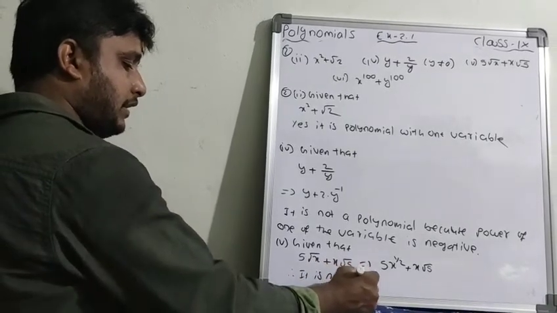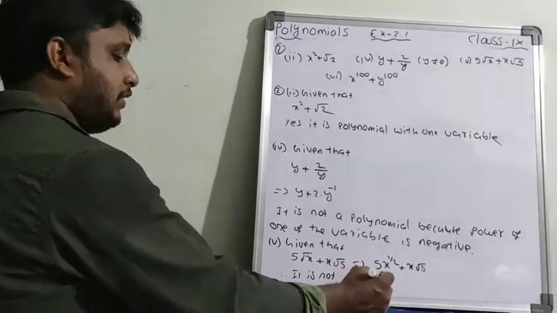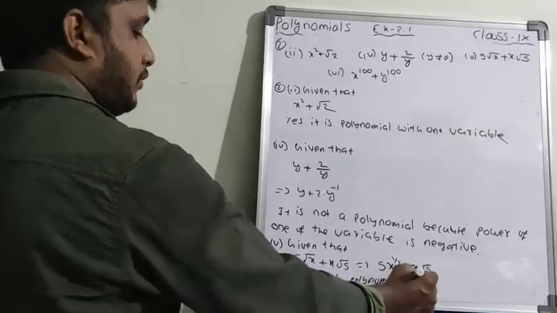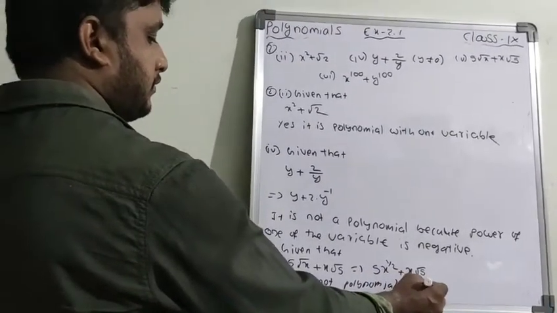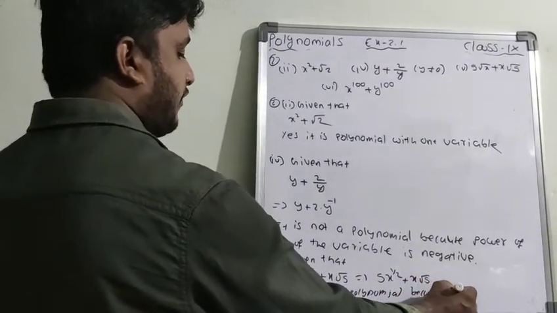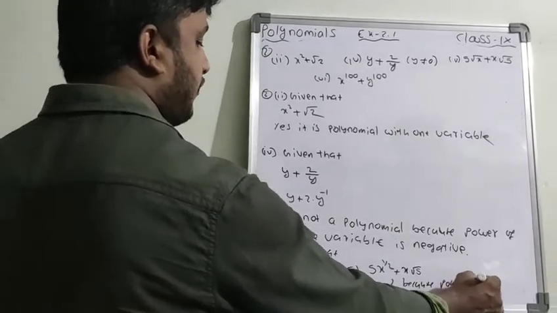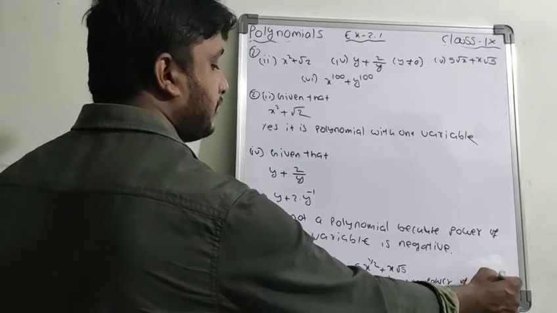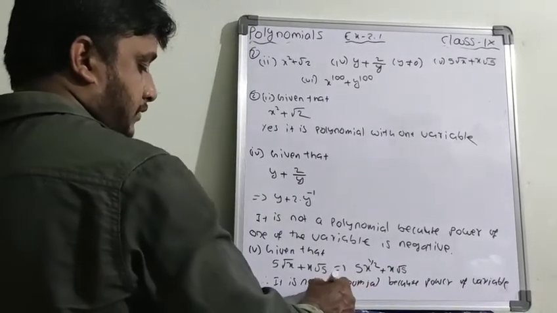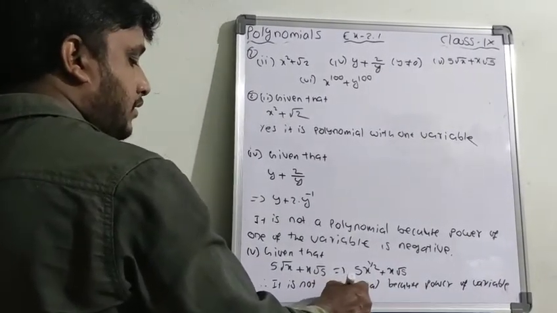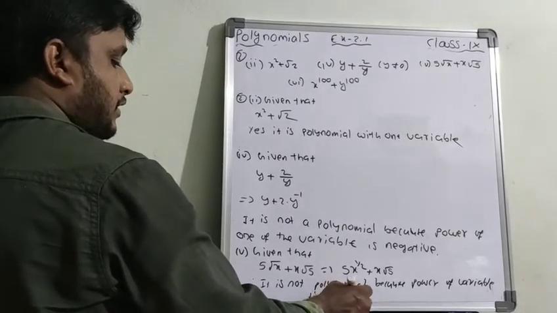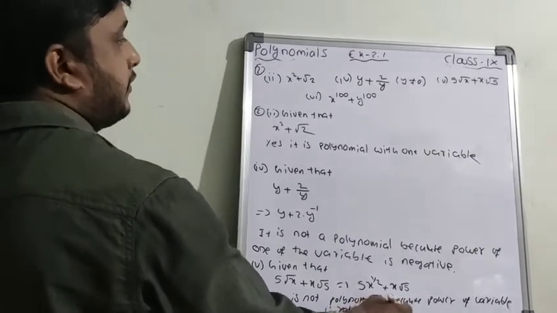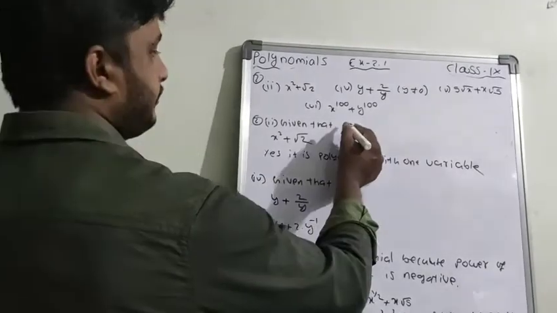It is not a polynomial because the power of the variable is a rational number. So coming to the sixth question.